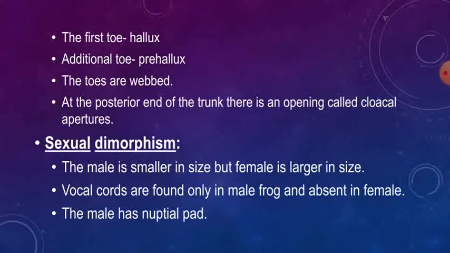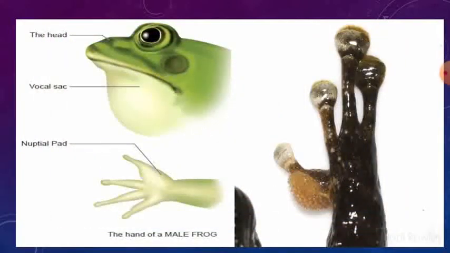And vocal cord. So vocal sacs or vocal cords are found only in male frog and absent in females. So you can see here the vocal sac. A pair of vocal sacs are found in males. They are pouches of the skin opening on the floor of the mouth. So you can see in this.